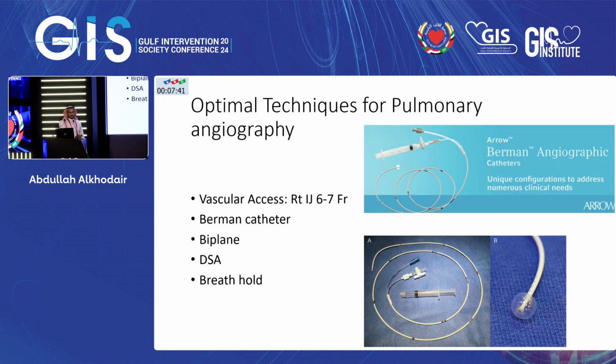When we do the right heart cath and have the diagnosis established, it is always a good idea to supplement that with a pulmonary angiogram. And usually that's done through IJ access, right? IJ access, 6 or 7 French is enough.